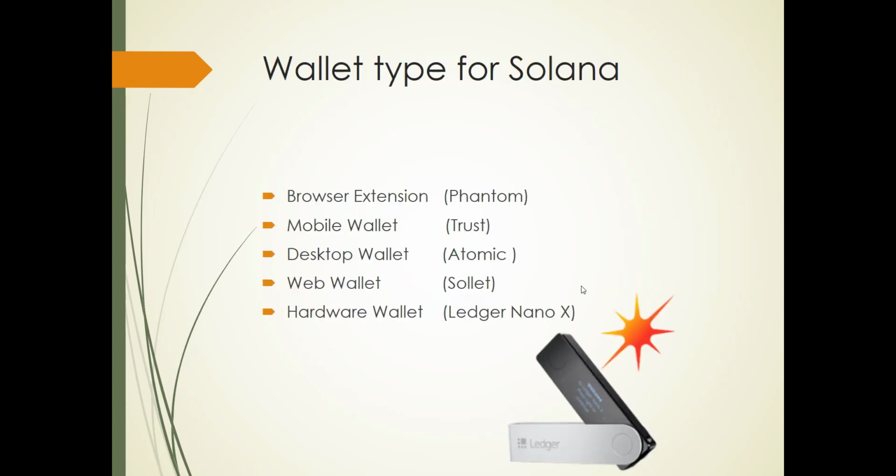After that, there are different types of wallet for Solana. I mentioned 5, but you can search out there for more. The most popular out there are Phantom, Trust Wallet for mobile, Atomic for desktop, Solalet for web, and Ledger Nano for hardware. So maybe in future I will cover that as well in this channel.